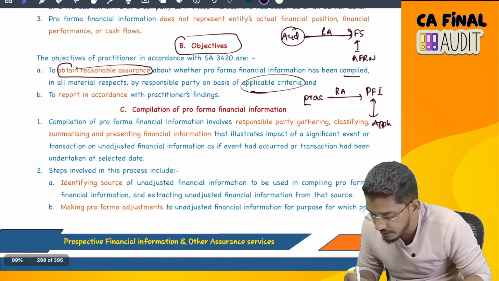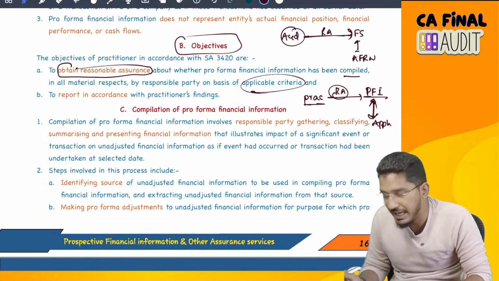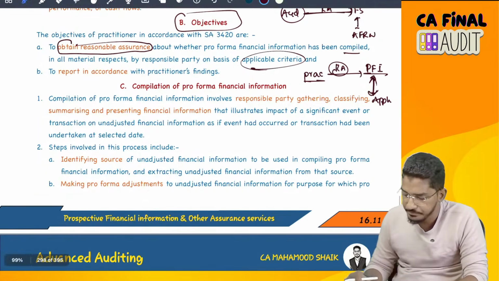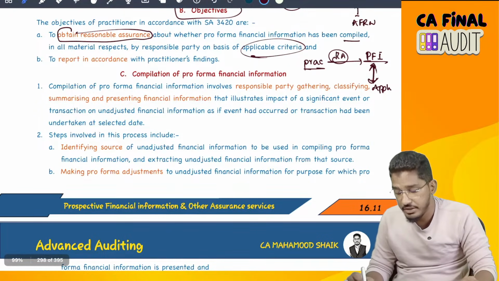But here they will say the practitioner should obtain reasonable assurance whether pro forma financial information has been prepared as per applied criteria. That's it. That's the only difference here. Right. So, compilation of pro forma financial information.